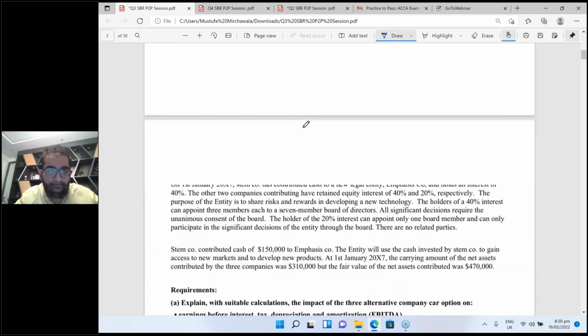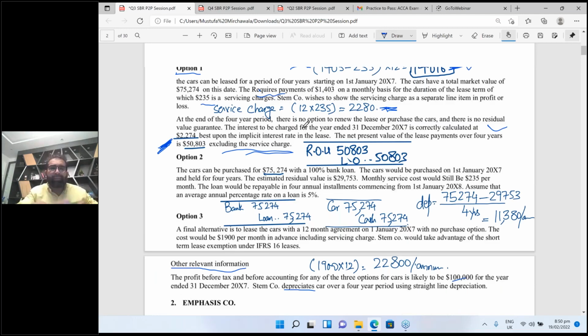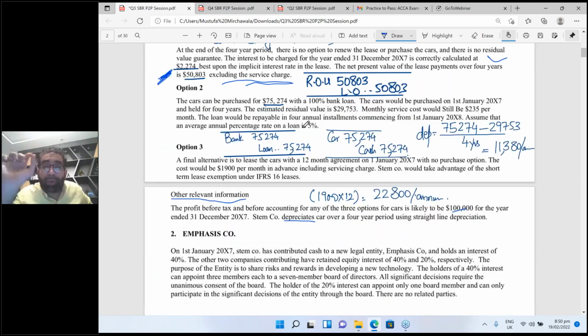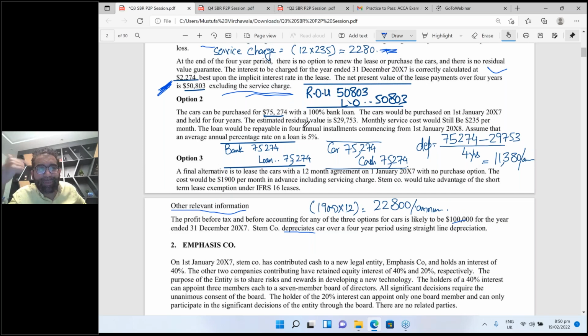Now option number 2, this is option number 2. The car can be purchased for, what was the market value of the car? Students, think over it. What was the market value of the car? The market value was 75274. The market value of the car was 75274 with 100% bank loan.